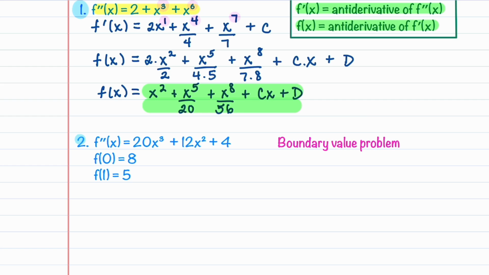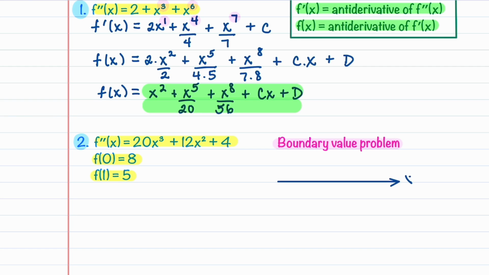In our next example, we are given that f double prime of x is 20x cubed plus 12x squared plus 4, and we're also given that f of 0 is equal to 8 and f of 1 is equal to 5. This type of example is called a boundary value problem because we're given the values of the function at 0 and at 1. I'm going to write a diagram just to make this a little bit more clear.